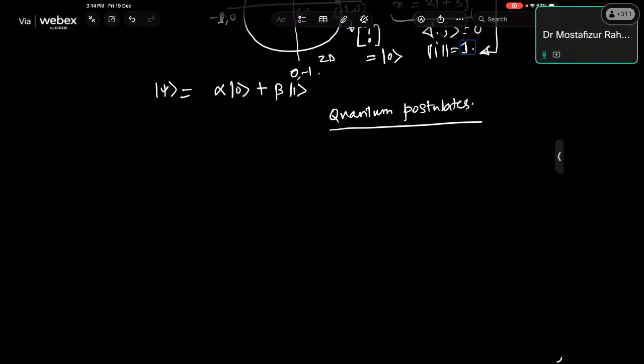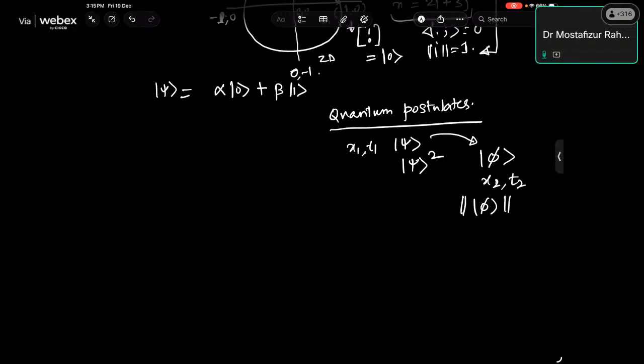Similarly, the quantum postulate: every quantum mechanical phenomenon can be described with a wave function, and it has a unit norm, right? Suppose you start with a state psi at a particular position x1 and time t1, and after evolution of that wave function at x2 and t2, you get phi. Then phi's squared norm should also equal 1, and this norm should equal 1.